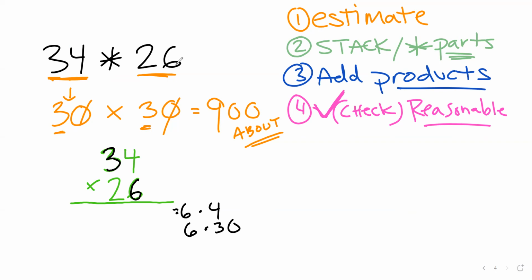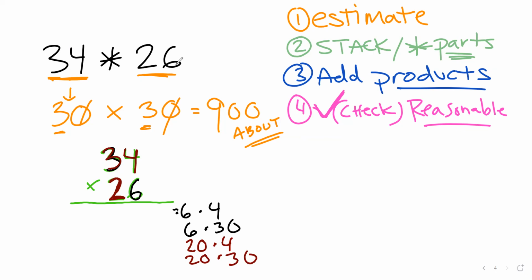Now that I'm done with the 6, I'm going to come to the 2. You're always working with the bottom number. So now I'm going to take this 2, which is actually a 20 because it's in the tens place, and multiply that by the 4 up here in the 34. And then I'm going to take that same 20 and multiply it by this 3, which is 30.